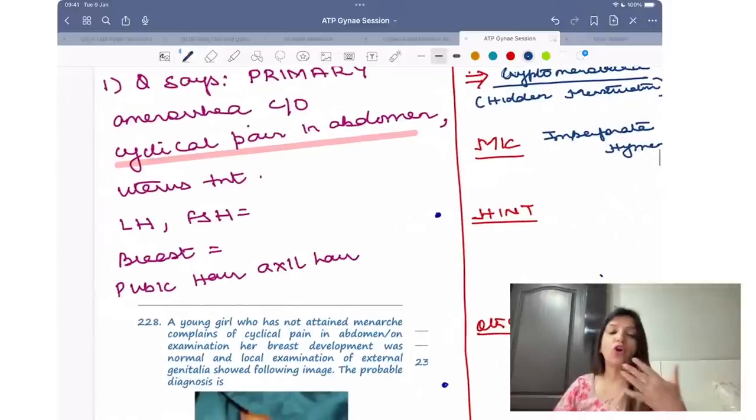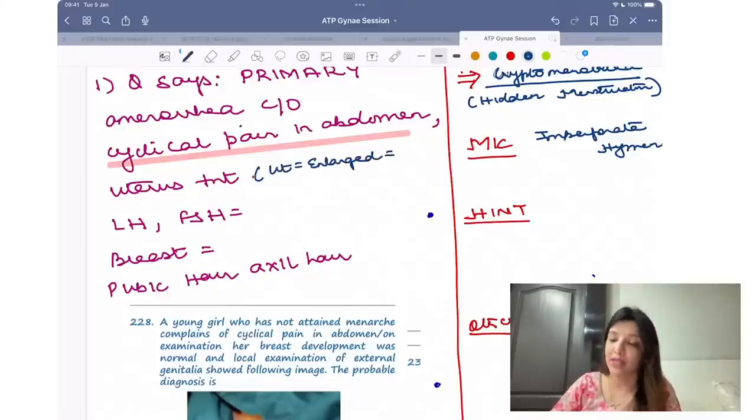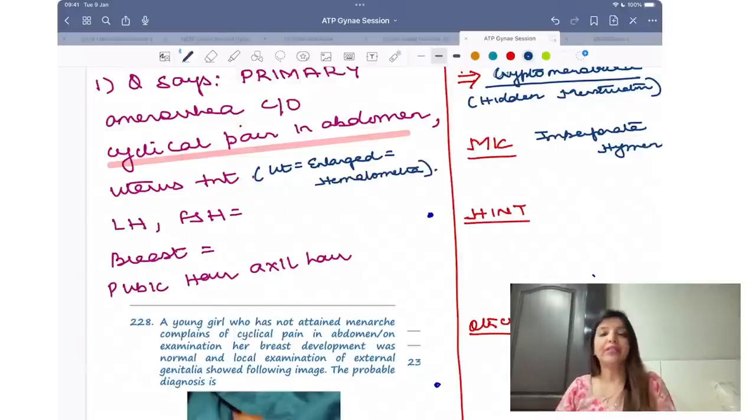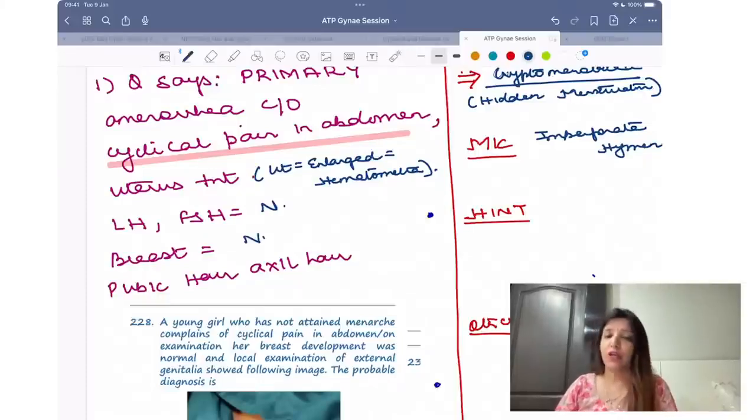Further, your question is going to say that uterus is present. Rather than just saying uterus is present, your question can say uterus is enlarged. Why is it enlarged? Because of blood, that is because of hematometra. Your question will say, look, in cryptomenorrhea, the patient is menstruating normally. LH, FSH levels are absolutely normal. Breast is absolutely normal. Pubic hair and axillary hair are absolutely normal.